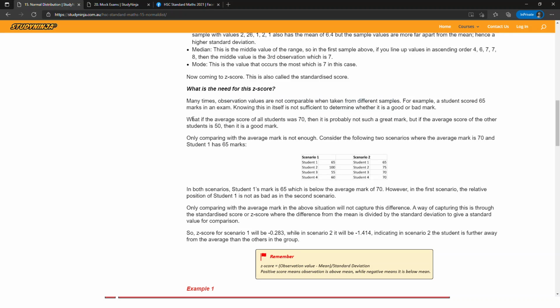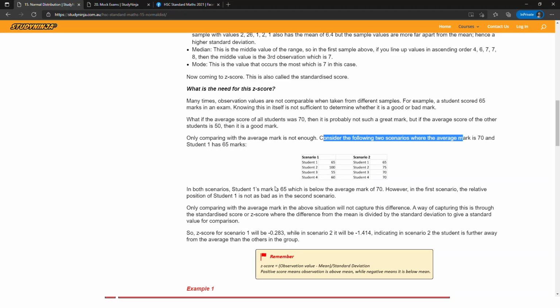If I tell you that the average score of all students was 70, then it's not as great. But if I tell you the average score for the rest of the class was 50, then it's a good mark, right? So you need that relativity. Then, going one step further, the average mark itself is also not enough. I'll give you two scenarios. In both, the student has got 65 marks, and the average score in both is 70.